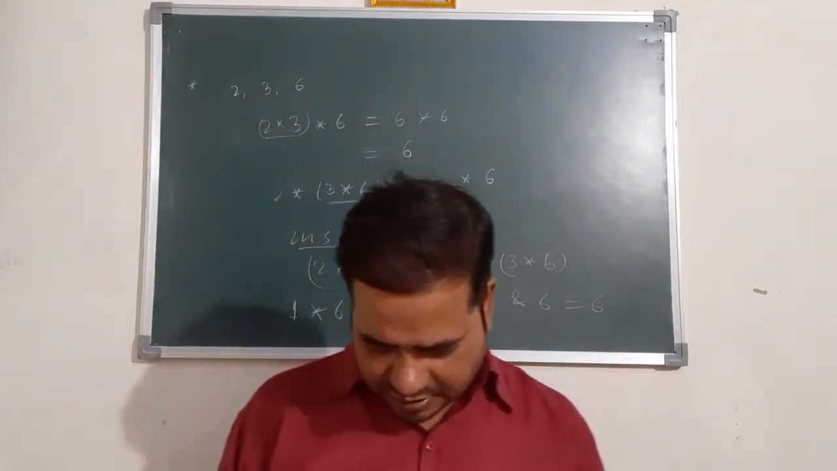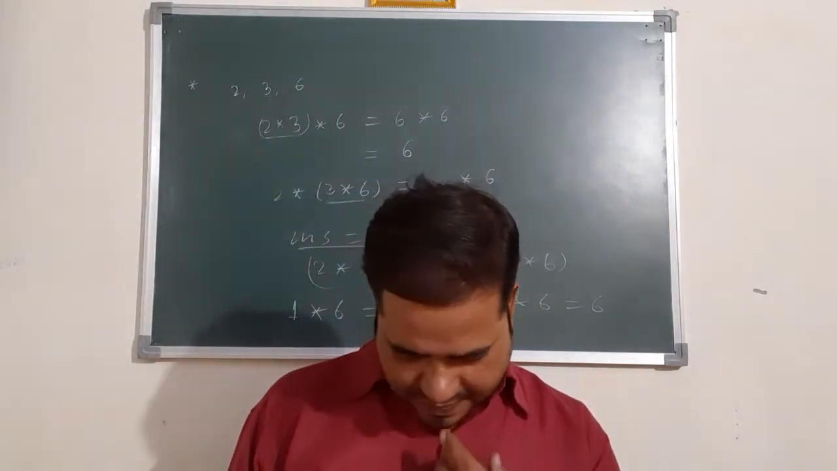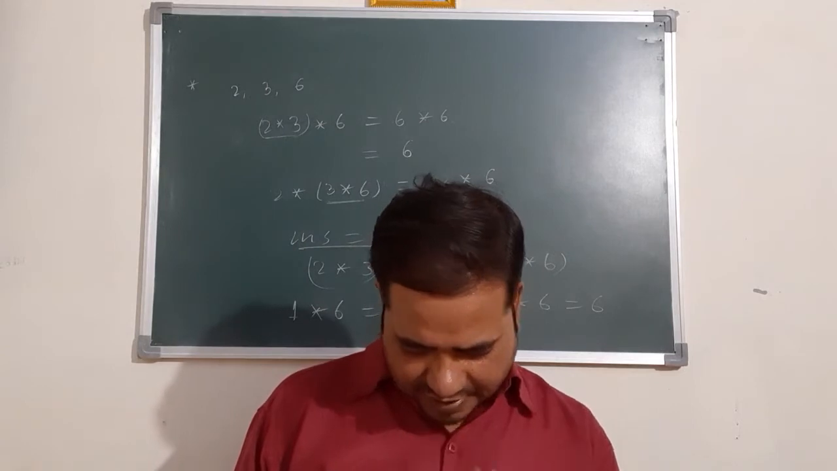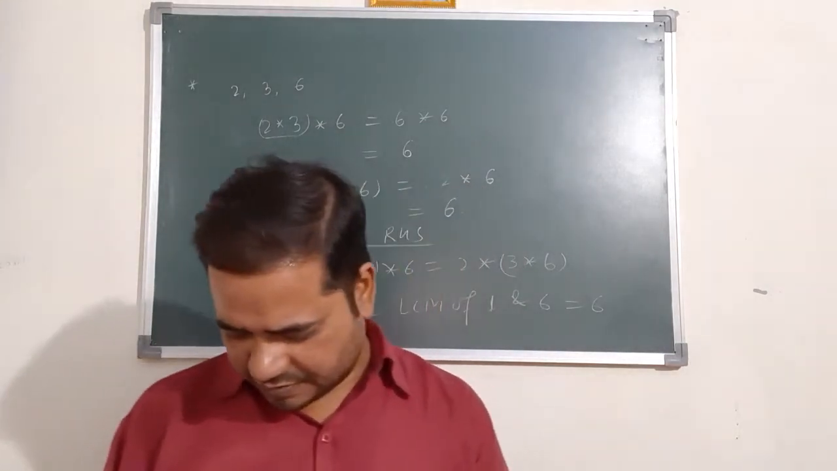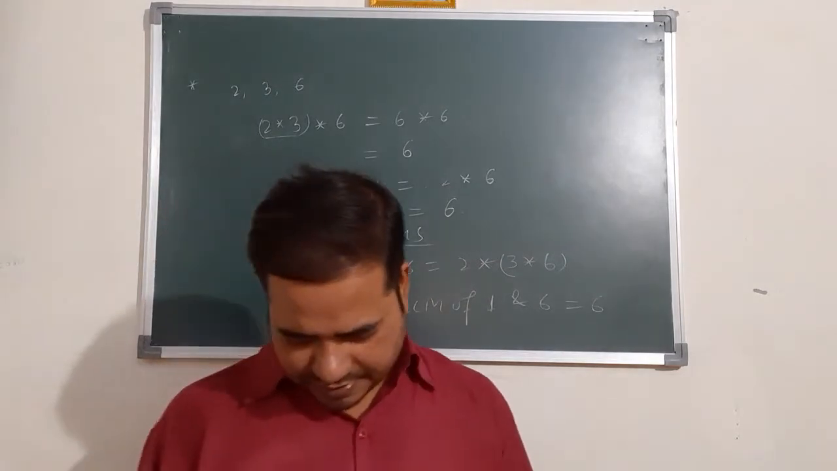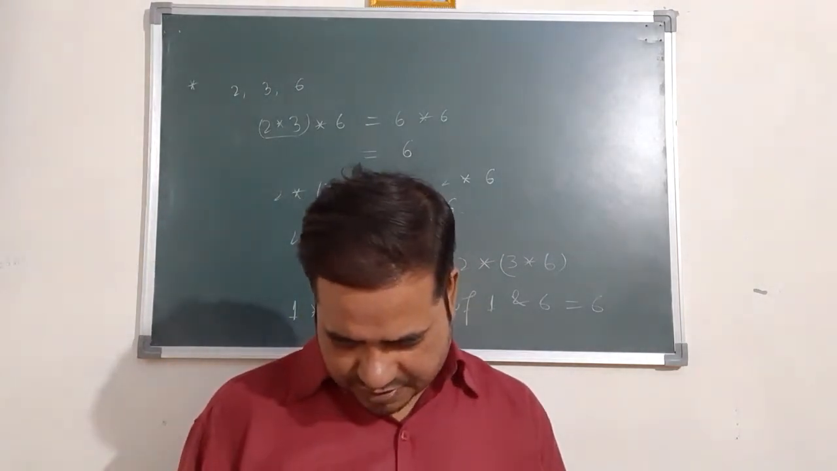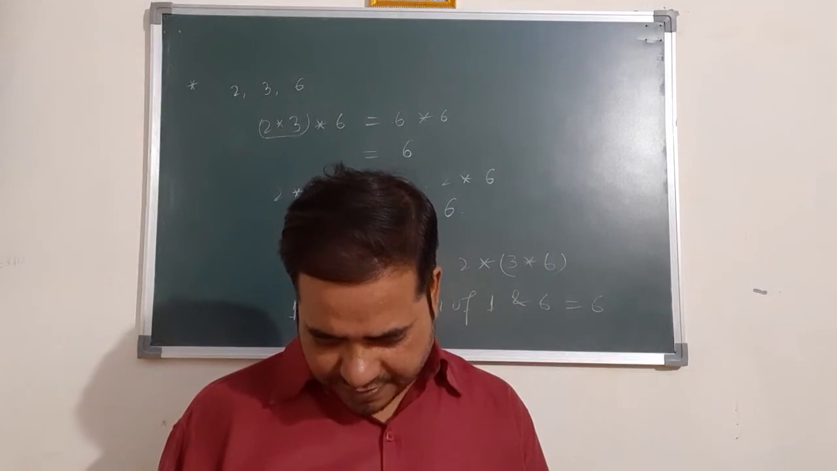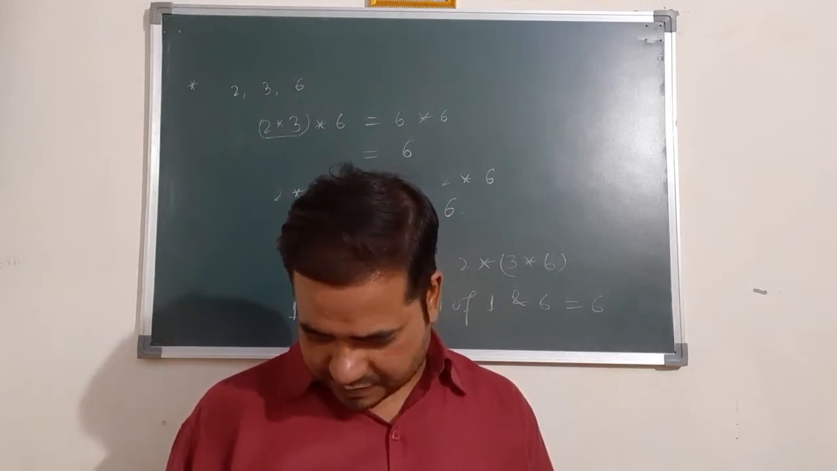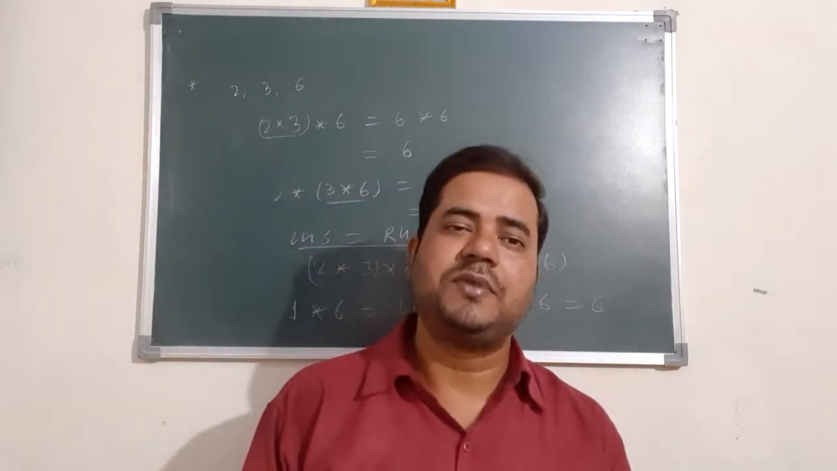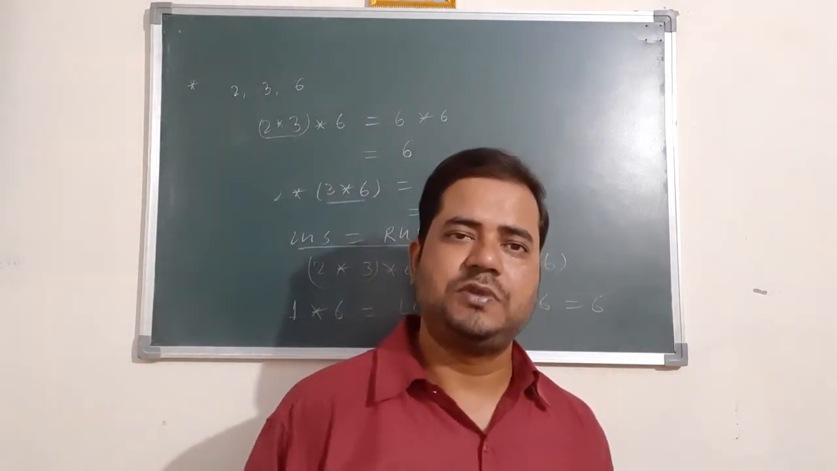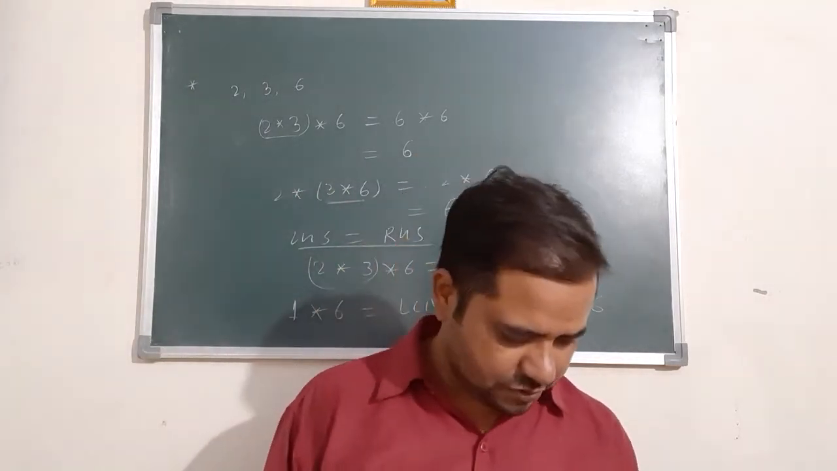Now the 9th one. Let star be the binary operation on the set Q of rational numbers as follows: A star B is AB plus AB. Okay, so check the binary operation on set Q. The same type of question we had already discussed, so please try to solve this one also.